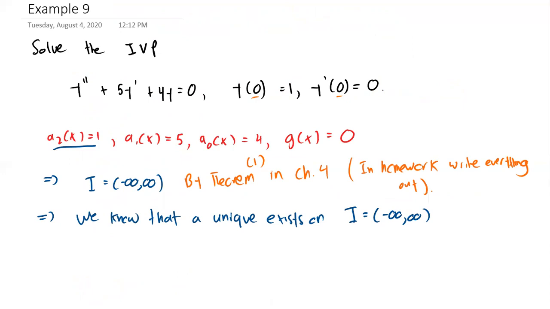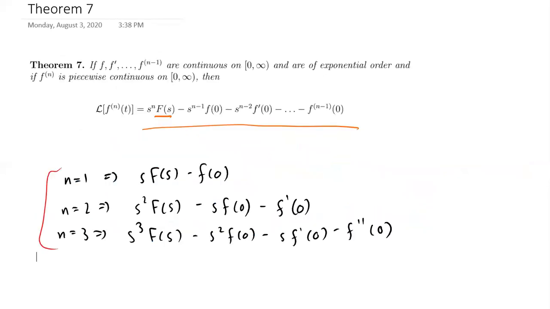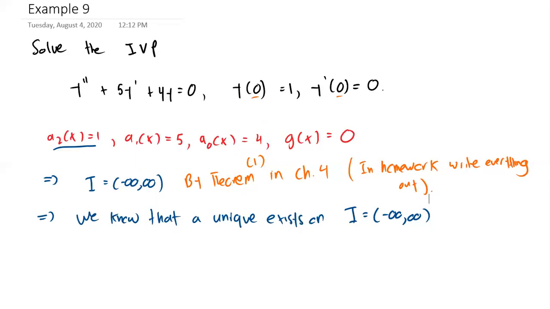First, since it's second order linear, we can use theorem 1 in chapter 4 to justify using the Laplace transform on this equation. That is, we want to justify the conditions of this theorem, because we want to take the Laplace transform of a derivative. So again, using theorem 1 in chapter 4, what is this theorem?